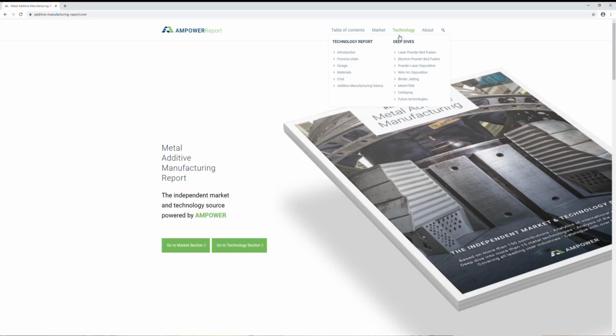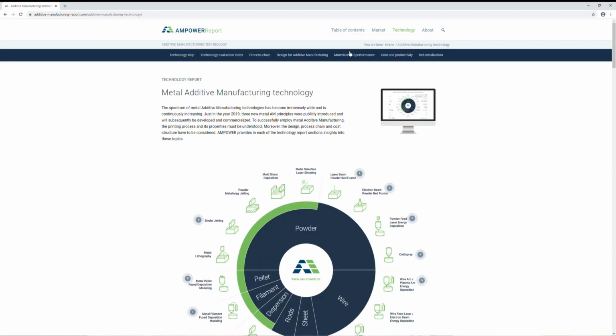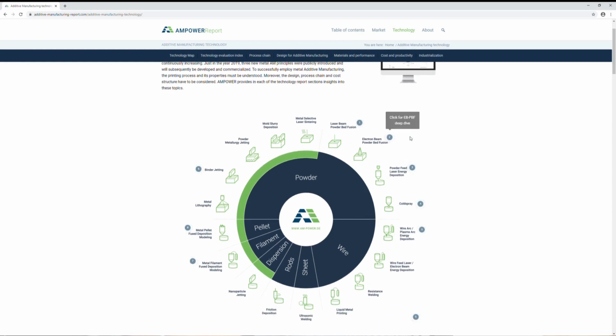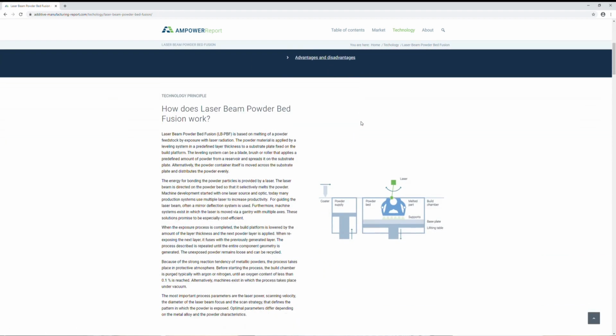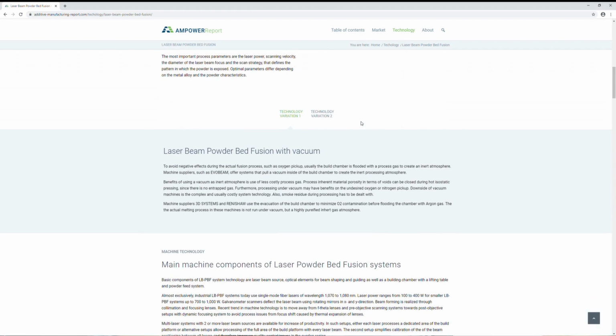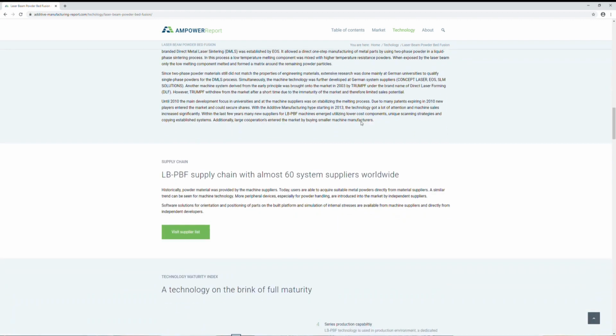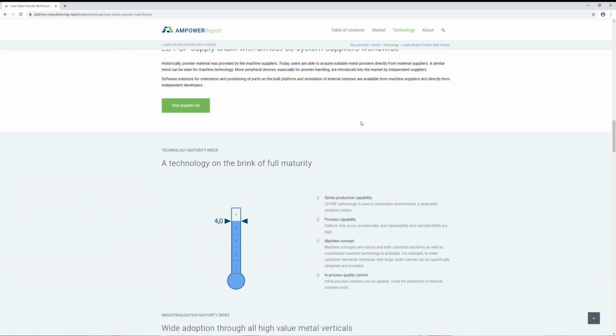Now in our list there are about 18 technologies, which you can see in the introduction page. We don't go into detail for all those 18 technologies, but for most of them we have a deep dive and you can look more in detail into those. For example, the laser beam powder bed fusion deep dive. If you click on that, you're going to see a page with all the details about this technology, including basic material properties, including strengths and weaknesses of the technology.